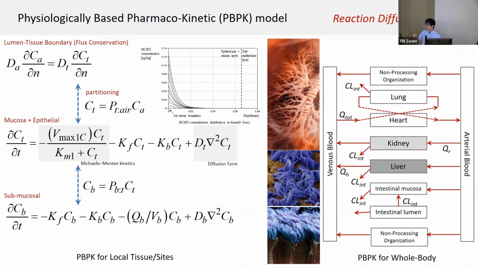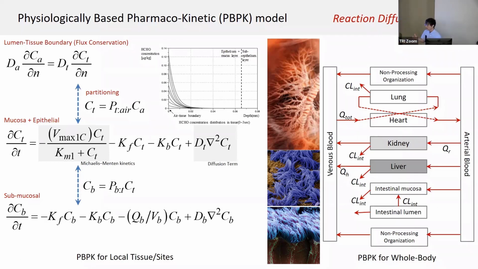In order to convert the concentration unit, for example from air concentration in micrograms per cubic meter of air to micrograms per kilogram of tissue in this model, I introduce the partitioning concept as shown here. It's a very simple linear model, called the Henry model.